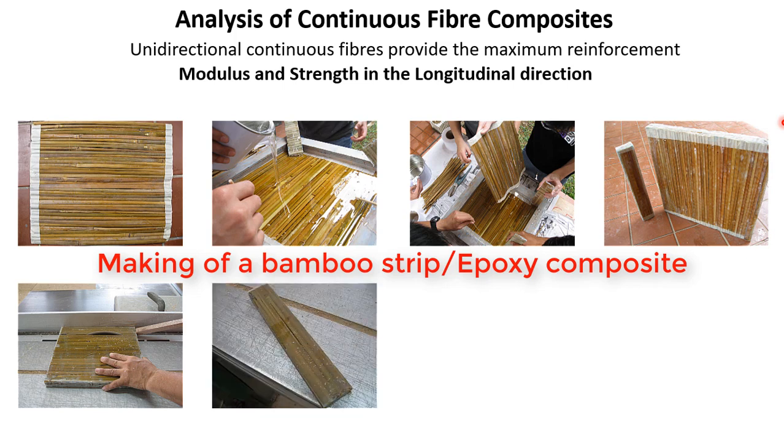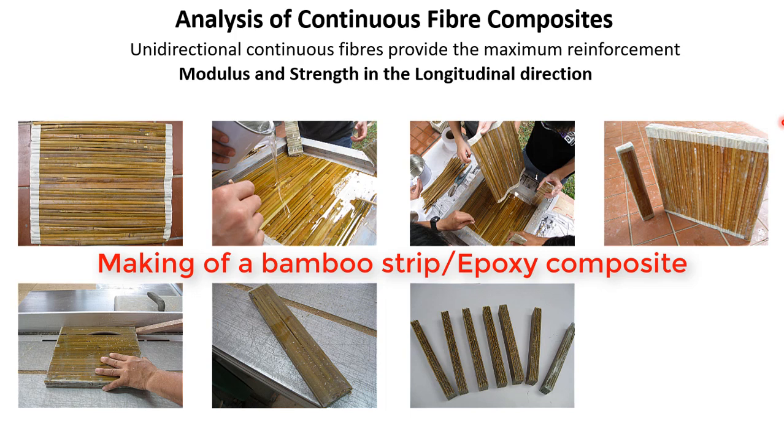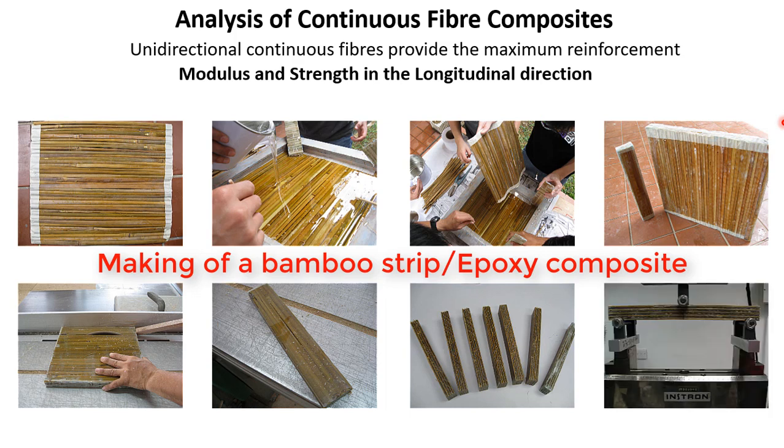There are several types of fiber reinforced composites, and out of many types, one is called unidirectional continuous fiber composites. Unidirectional continuous fibers provide the maximum reinforcement to the composites. Although manufacturing of a continuous fiber composite is cumbersome and expensive when compared with short fiber or particulate composites, the best strengthening and stiffness can be obtained by continuous fiber composites.